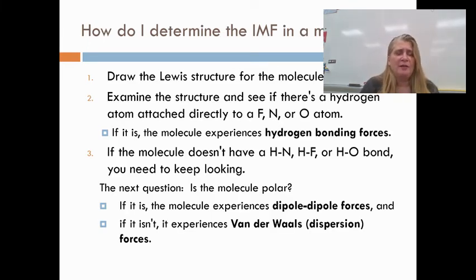So how do I determine which one it is? Well, you're going to draw the Lewis structure for the molecule. See if the structure has hydrogen bonding. If it doesn't have hydrogen bonding, then you're going to check and see: is the molecule polar? If the molecule's polar, there's going to be different atoms involved in the covalent bond, and then it would have dipole-dipole forces. Remember that all molecules have London dispersion forces, but nonpolar molecules are the only ones who only have London dispersion forces. There's a summary of our bonding unit.